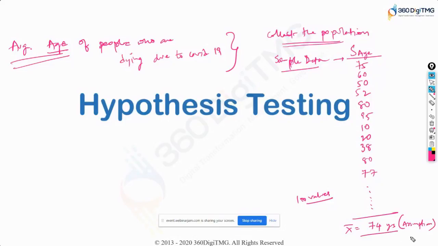Calculated assumption, 74 years is the average age that we got. But this is only a sample average. It is a sample data average. So how can I generalize it for the entire population? Can I do that?